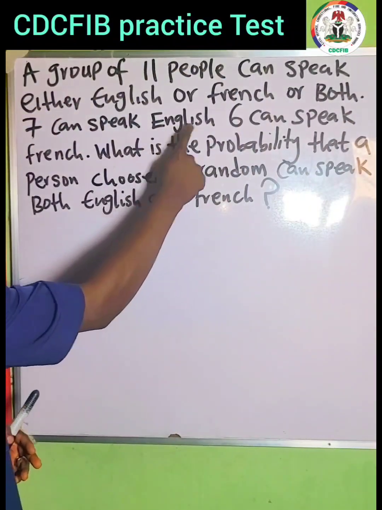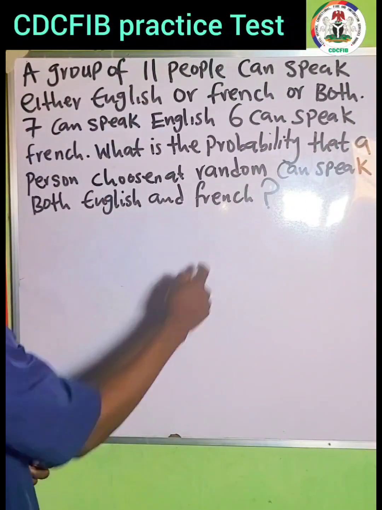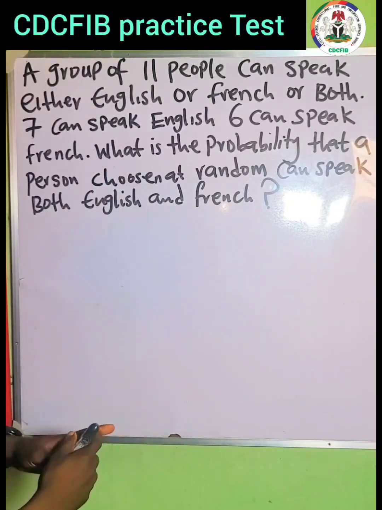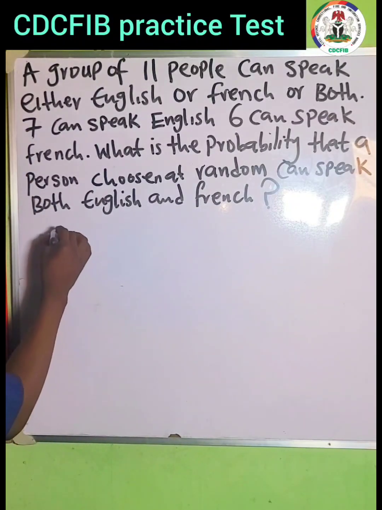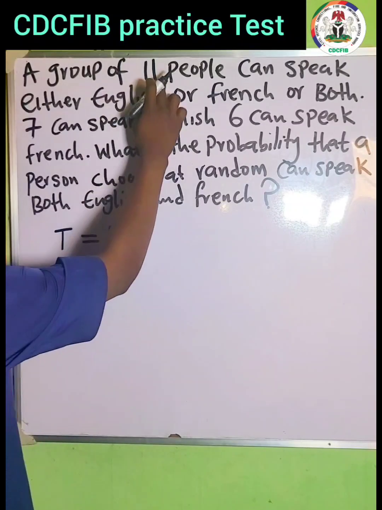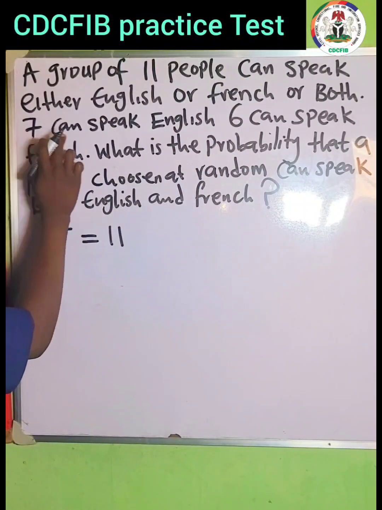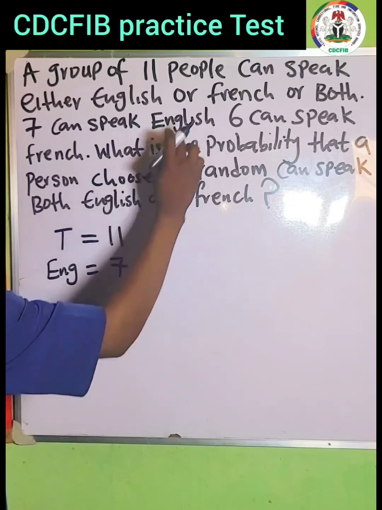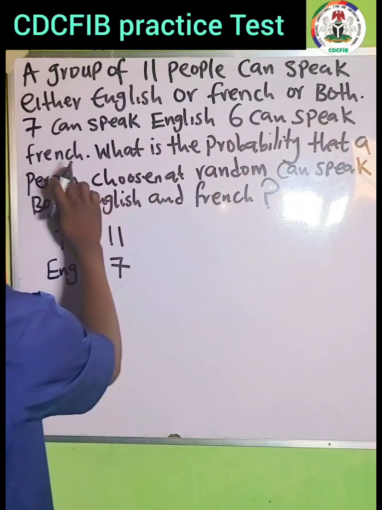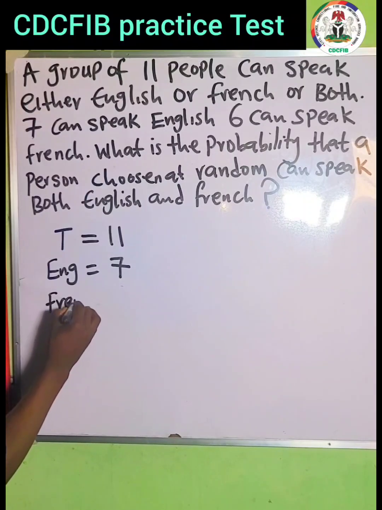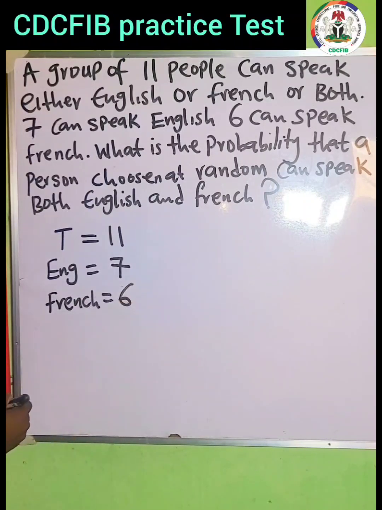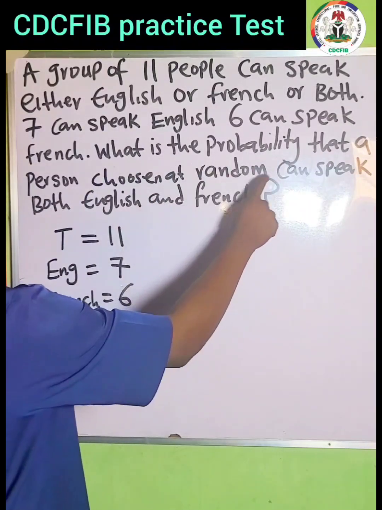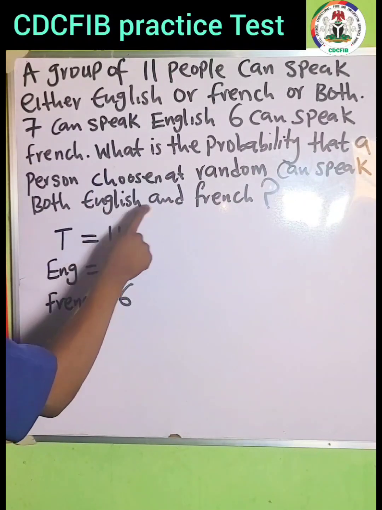A group of 11 people can speak English or French or both. 7 can speak English, 6 can speak French. What is the probability that a person chosen at random can speak both English and French? So if you look at the first line of the equation, we are given the total people to be 11 people in the group. Then 7 can speak English. So the total number of people that speak English are 7. Then if you read further, 6 can speak French. So the total number of people that can speak French are 6. Then we are asked to find the probability that a person chosen at random can speak both English and French.